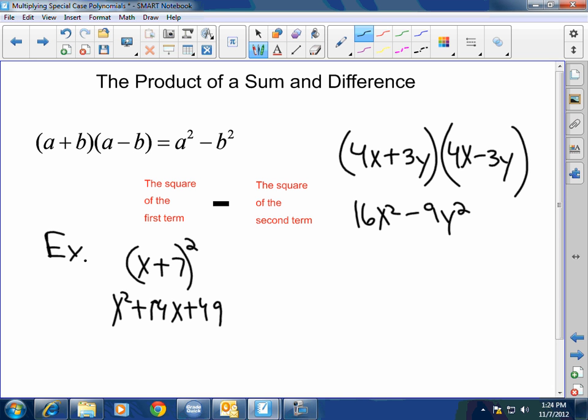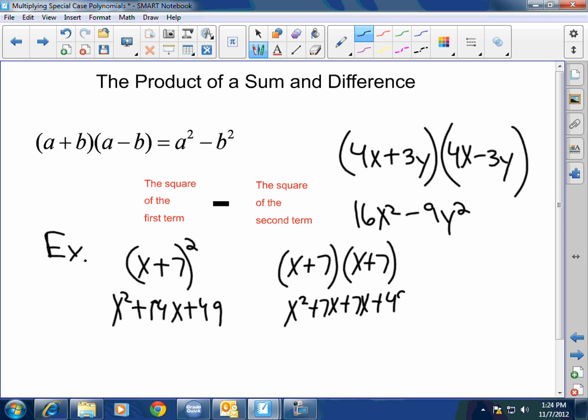You guys don't get the rhythm yet? Are you allowed to break it up like this? x plus 7 times x plus 7? Heck yeah. And then just FOIL it. x squared plus 7x plus 7x plus 49. I swear to you, as long as you add correctly, you will get the same answer. Now, is it as quick as the other way? No. But you're still going to get it right.